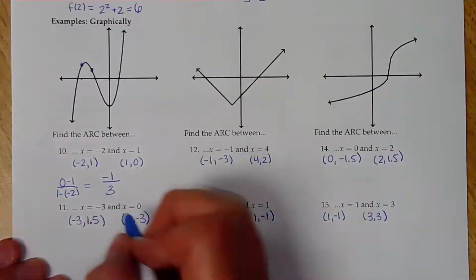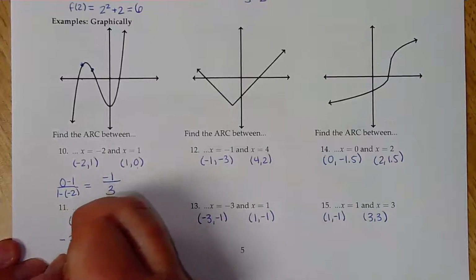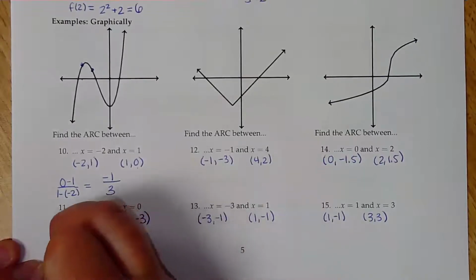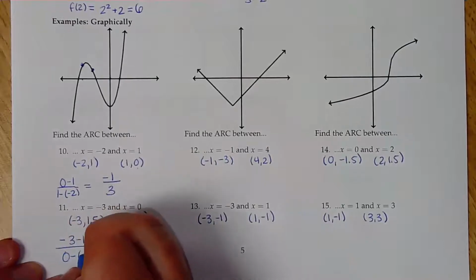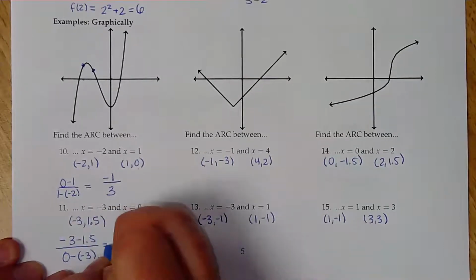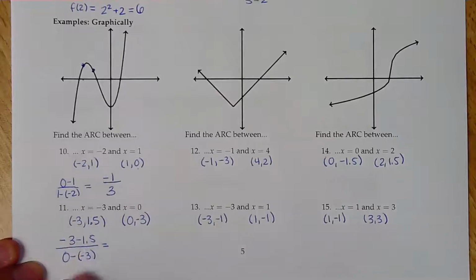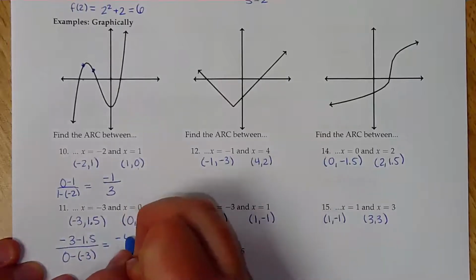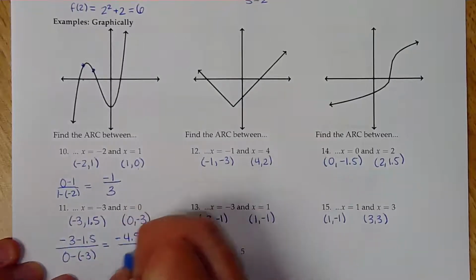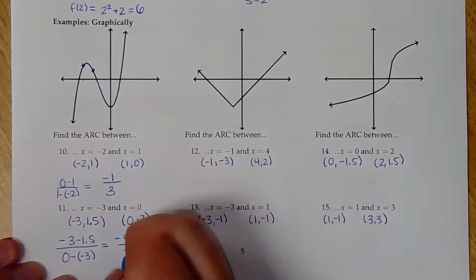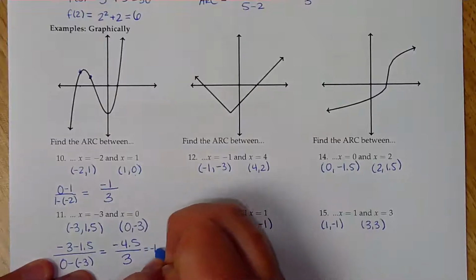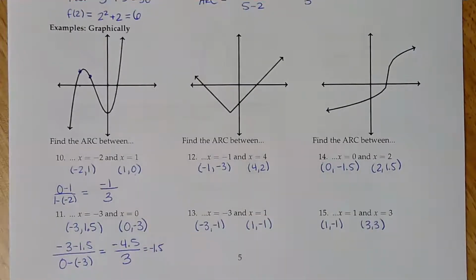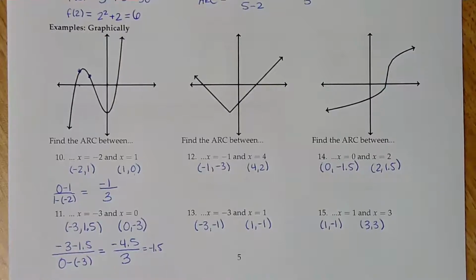For number 11, I have -3 minus 1.5. And I'll subtract the x's. So 0 minus a -3. So -3 minus 1.5, so that's a -4.5. And that's a +3. And if you punch that in your calculator, what you'll get is a -1.5 if you're just interested in what that simplifies to, because that's a kind of an odd looking expression.